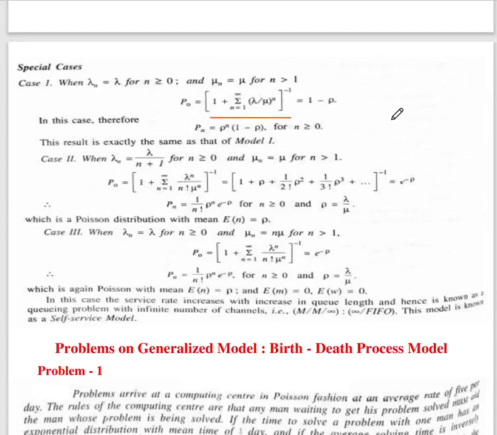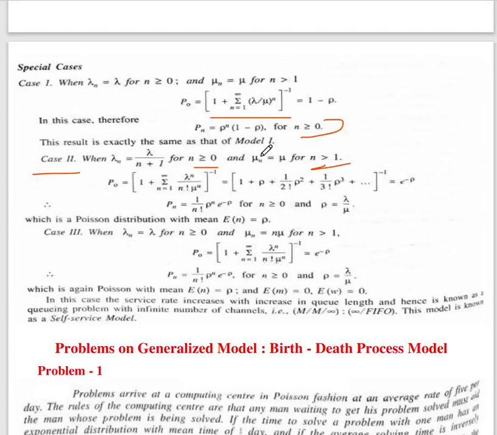So in this case we can write Pn equal to rho to the power n times 1 minus rho, for n greater than or equal to 0. Therefore this result is exactly the same as model number 1. Case number 2: when lambda n equal to lambda divided by n plus 1 for n greater than or equal to 0, and mu n equal to mu for n greater than or equal to 1.